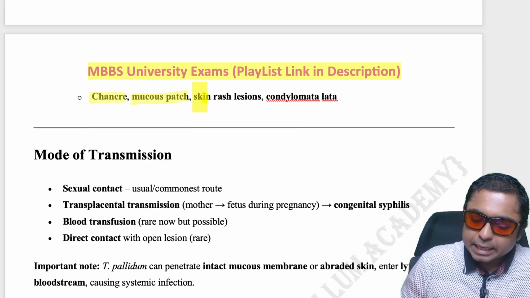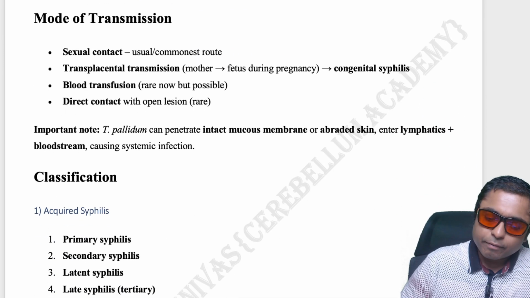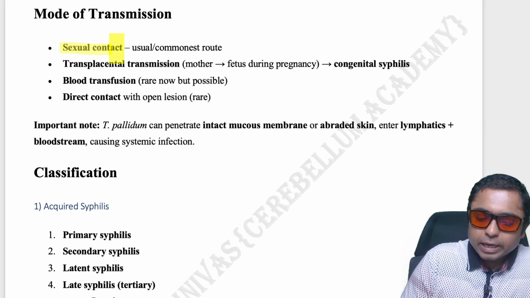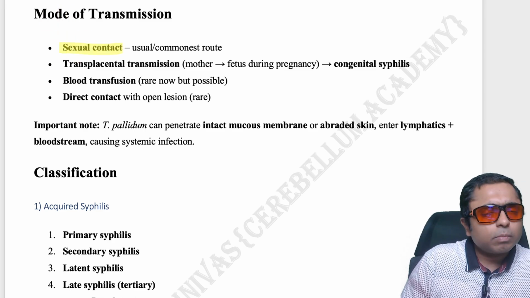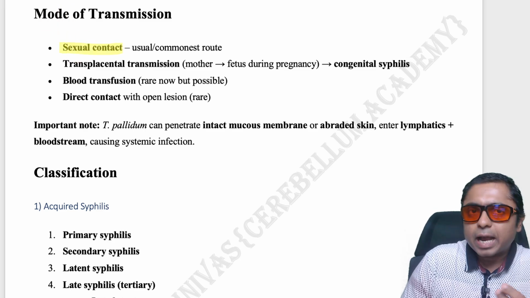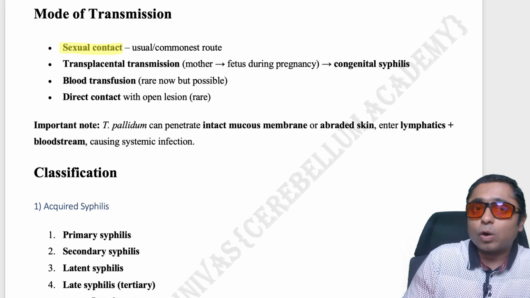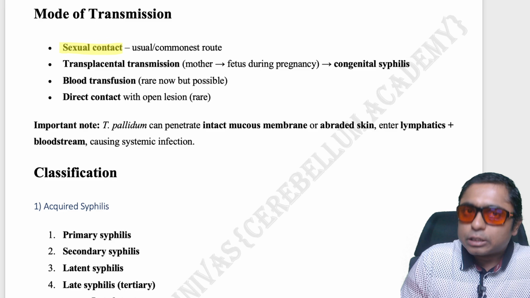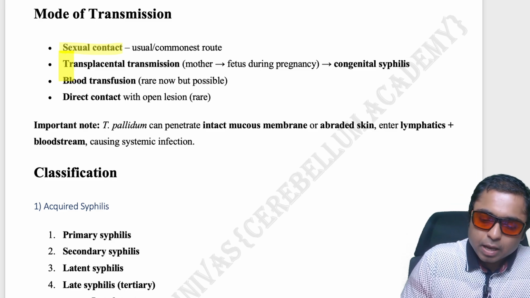Mucous patches, skin rash. We will see what all these are and in which type of syphilis we are going to see them. Coming to the modes of transmission, sexual contact is the commonest and most important one to remember. We have to ask the history whenever we have a doubt for the patient, regarding the sexual history, recent sexual history.